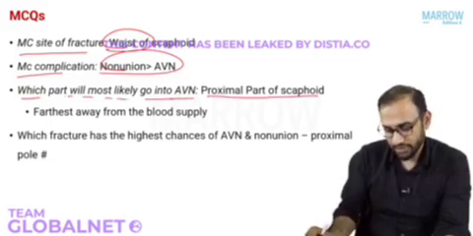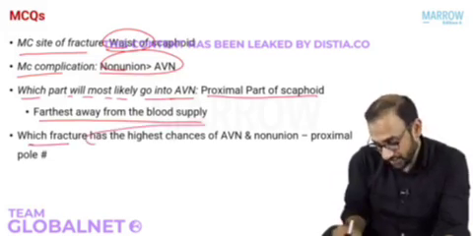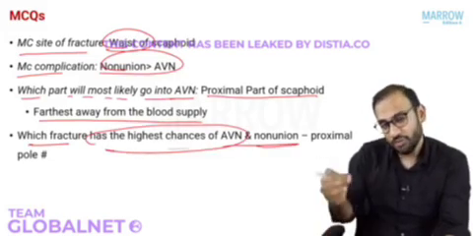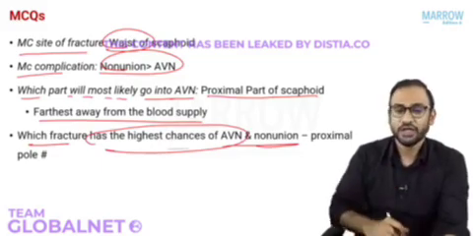The proximal part of the scaphoid, because it's the farthest away from the blood supply. Which fracture has the highest chances of avascular necrosis and non-union? The proximal pole fracture more than the waist fracture. Are you understanding? Very good. Now, how do you manage this?